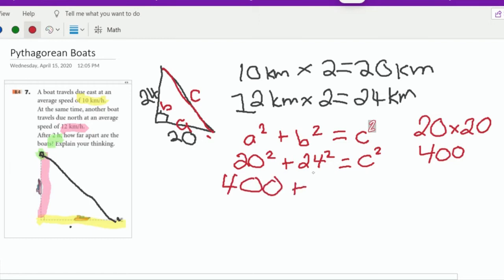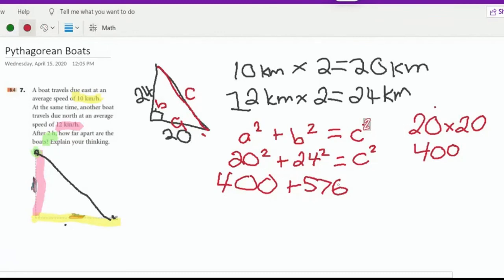And then my 24 squared, again, that just means 24 times 24. I'm going to use my calculator for that one, but it is 576, equals to my C squared. Now I just want to add these together. So 400 plus 576, that's easy to add. It is 976. And that is what is my C squared. So that is the square of the length of this long side here, or what we want to find out is the distance between the boats.